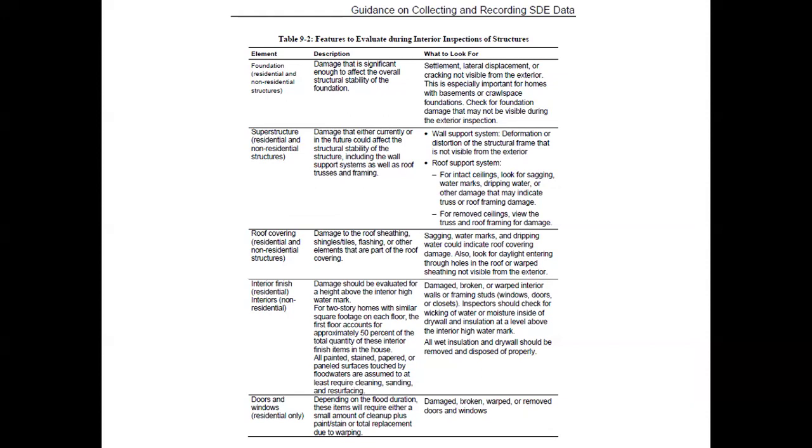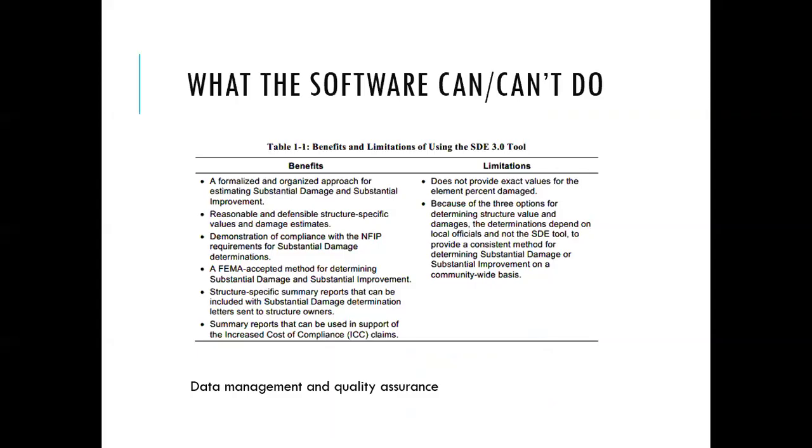So just looking at stuff like roof covering. So we're looking for damage to roof sheathing, shingles, tiles, flashing, or other elements that are part of the roof covering. And things to look for are sagging, water marks, dripping water could indicate roof covering damage, daylight entering through holes, and that kind of stuff. So there's all this guidance on how to do the inspections and quantify that as a percentage.